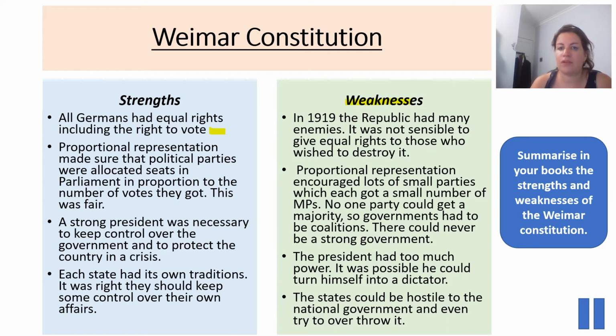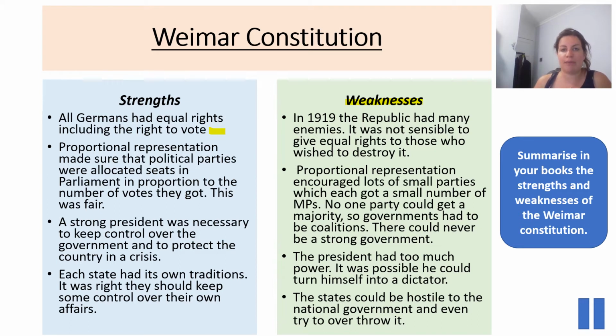However, there were some weaknesses in the constitution. So, for example, in 1919, the Republic had a lot of enemies. People weren't happy about the end of the war. If you remember last year, not everyone realised that they were going to lose the war. They were being fed propaganda. They thought that they'd won the war, and it became quite a shock. And the first people that they blamed was the government, particularly as the Kaiser had fled.